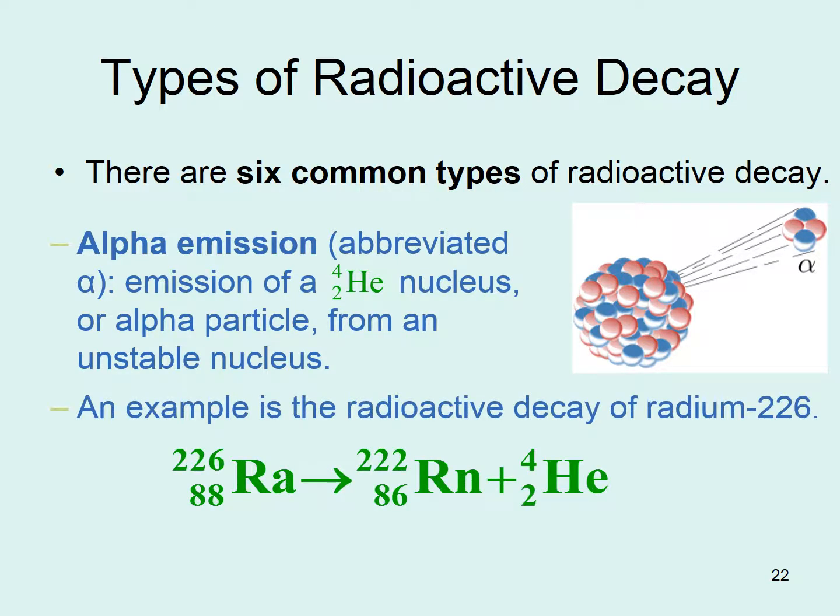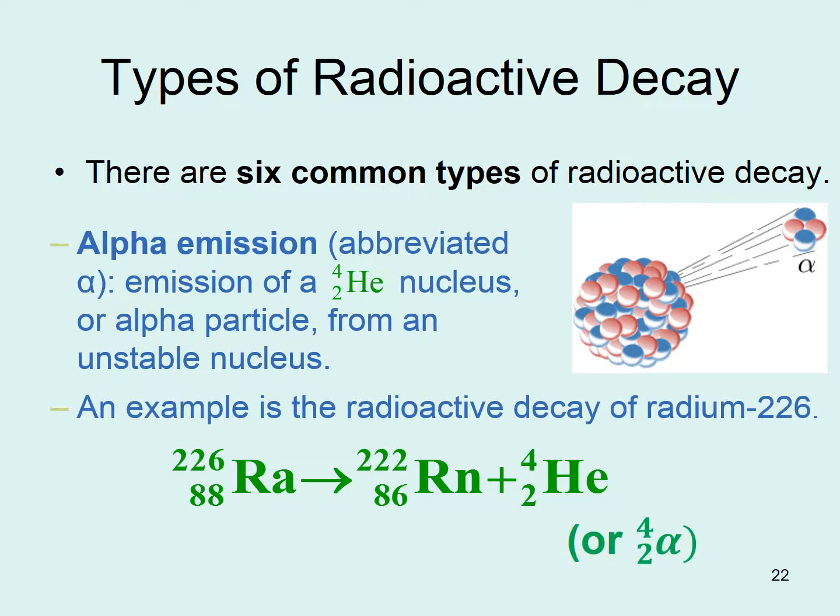Here's an example of alpha decay. Radium 226, so you can see it has 88 protons and a total mass number of 226. You can see on the right hand side that an alpha particle is being given off, 2 protons and a total of 4 mass number. So what is the other product that's given off? Well, you have to balance it out. So it's radon with 86 protons and a mass number of 222 that will balance this equation.